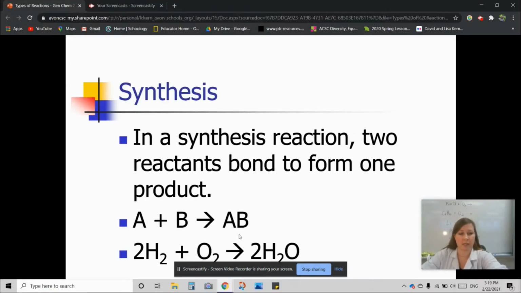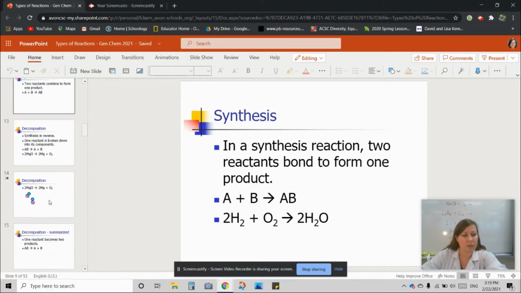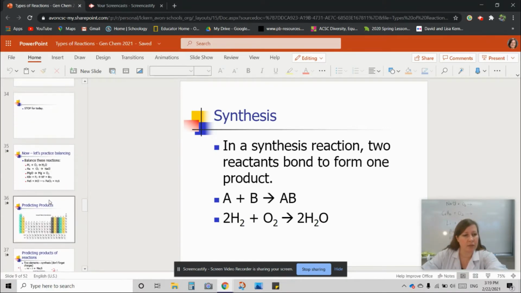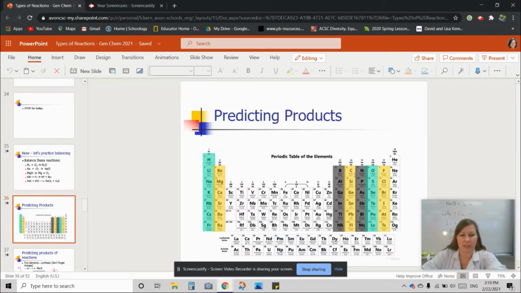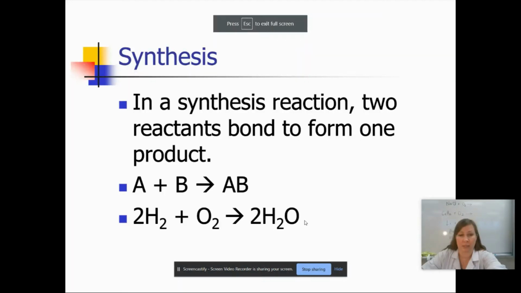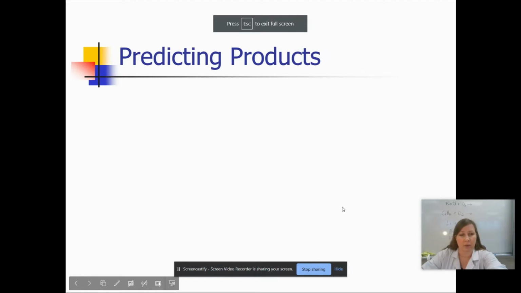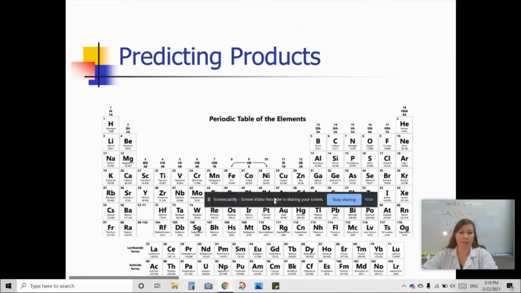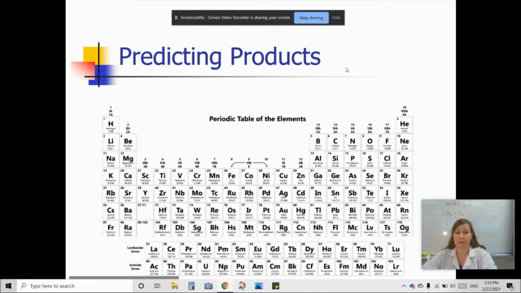So I'm going to skip ahead a little bit here, and we're going to talk about how to predict products. The most important thing to think about or to know about when you're predicting products is how to read the periodic table for charge. Now, we've done this lots and lots of times. You should be very good at this point. But just in case there's anybody who's confused about how this works, I'm going to review real quick.